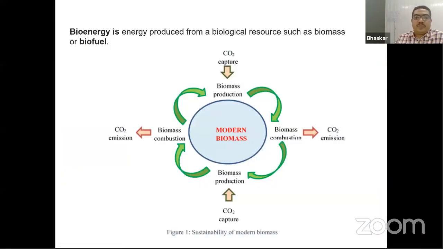So here we can see that this bioenergy is being produced from modern biomass, and it captures the carbon dioxide from the ambient air. So it is one of the major things apart from the oceans. Oceans and biomass are the two major sinks of carbon dioxide, which is a major greenhouse gas that causes climate change.